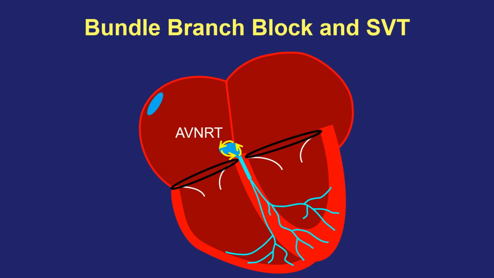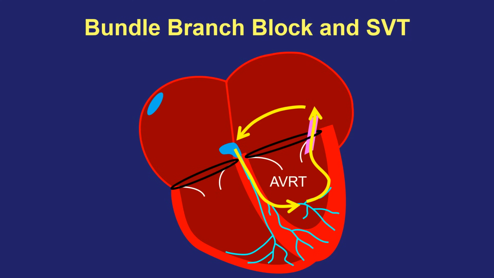What about AVNRT that's going round and round in the AV node? And you have a bundle branch block appear during that. Would the tachycardia have any awareness that the bundle branch block had occurred? No, it would not. So you should likewise not have any impact on the cycle length of the tachycardia during AVNRT in the presence or absence of a bundle branch block.